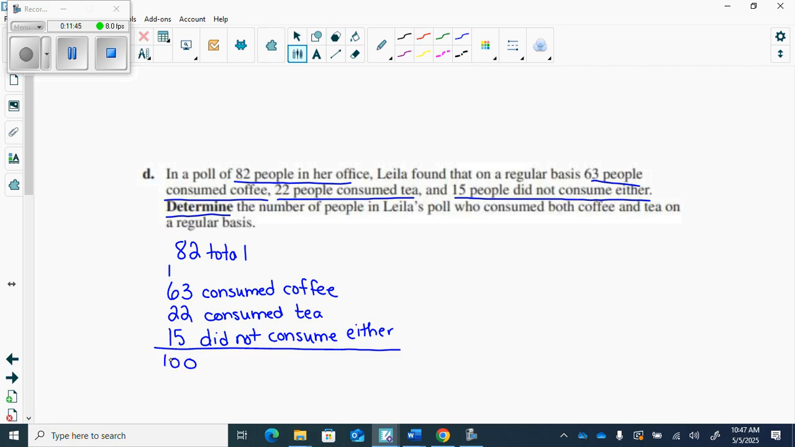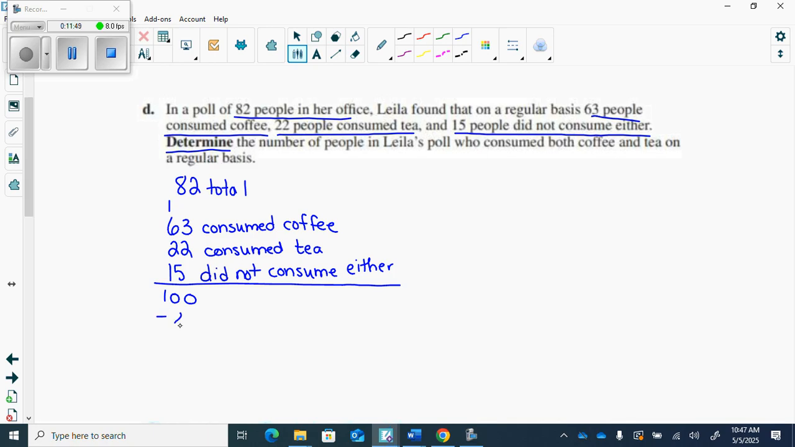That's 100, correct? Minus 82 total gives me what? 18. Who did what? So we go the number of people in Layla's poll who consumed both coffee and tea. So 18 people. So we go, 18 people consumed, 18 people in Layla's poll.